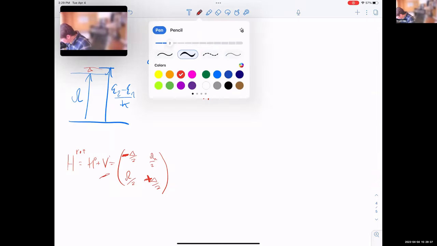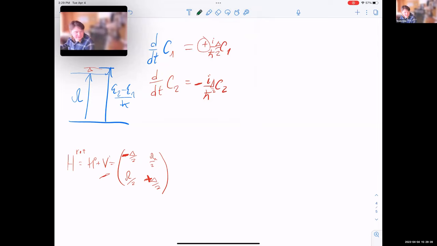So this is a regular accumulation of phase that happens in absence of the perturbation. If you do have a perturbation, there will be an additional term, minus i over 2, Rabi frequency C2.